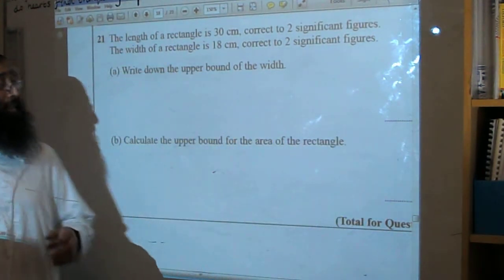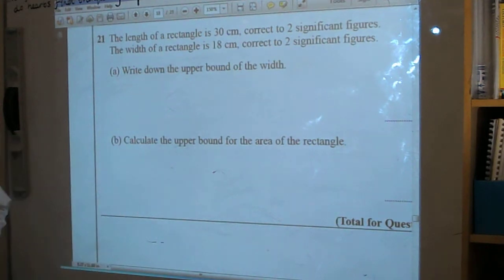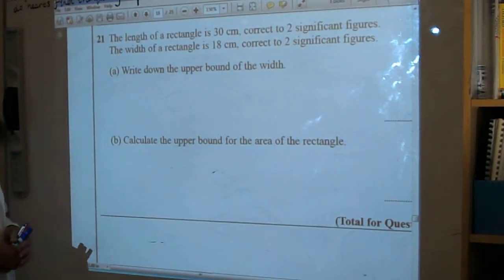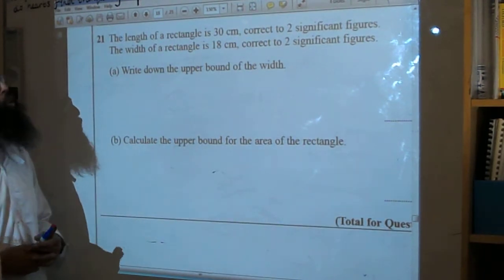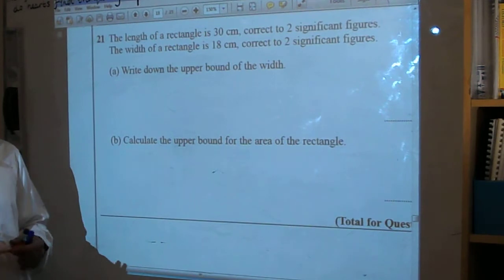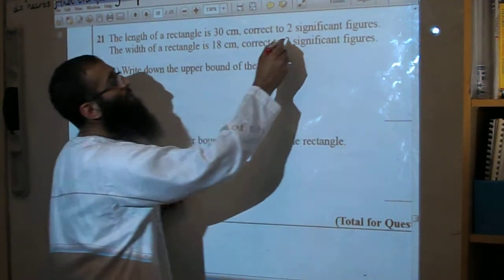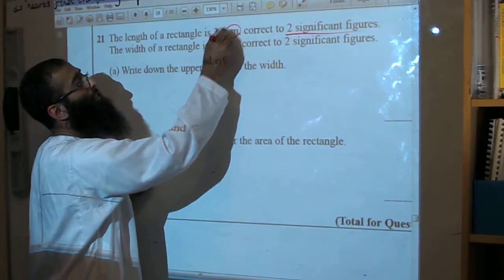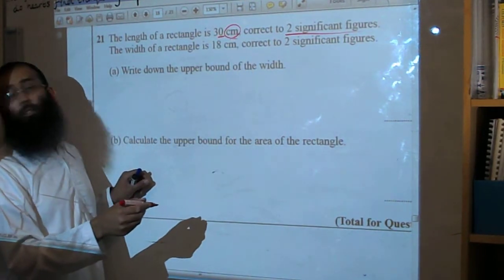Right, next question. Okay folks, welcome back. Question number 21. The length of a rectangle is 30 centimeters correct to two significant figures. Okay, that's just a very flash way of saying they measured it to the nearest centimeter.